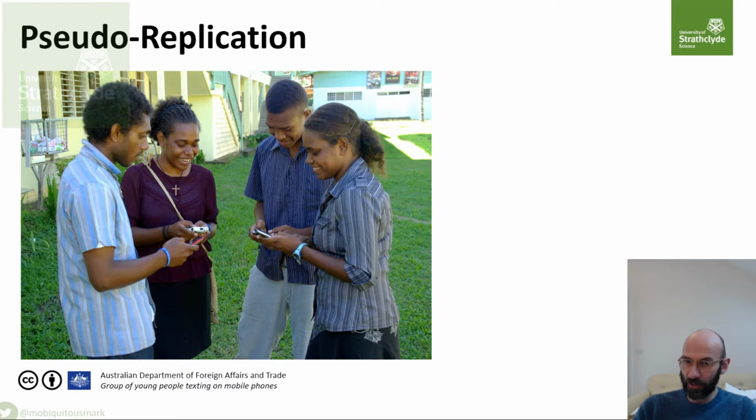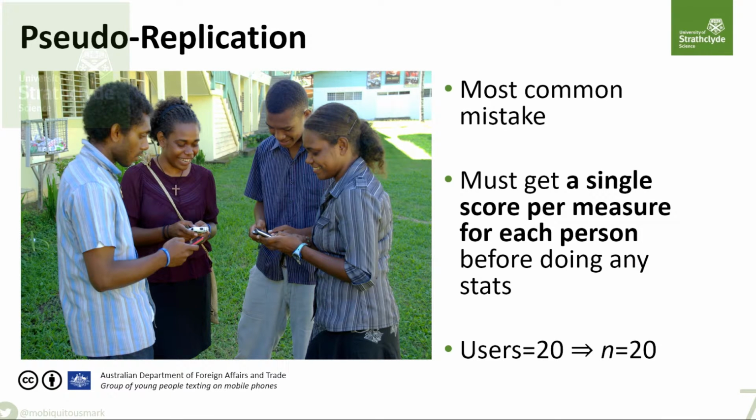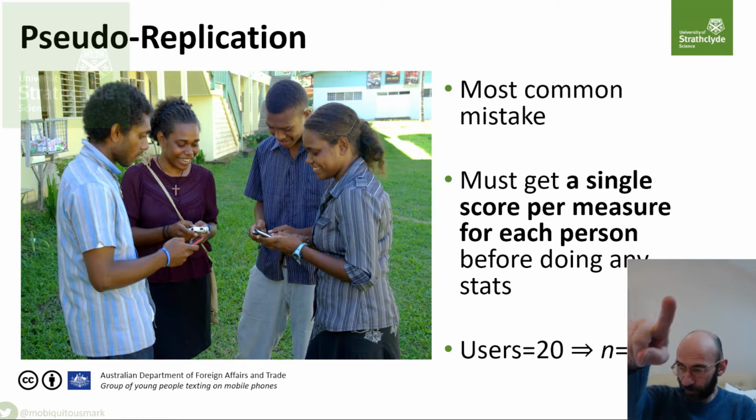It's not 40. The fact that they've done 10 phrases each, if you actually do the statistics on 40, you're more likely to find a difference, but it's a false difference because you've only tested 4 people. These 4 guys here, okay? There's only 4 of them. There's not 40 of them. It would be very different if I got 40 people doing the study. Believe it or not, I've got 4. Sorry, got to stress that one. So many people get it wrong. Most common mistake, you must get a single score per measure for each person before doing any stats. You have 20 users, N is 20. Here we get 4.